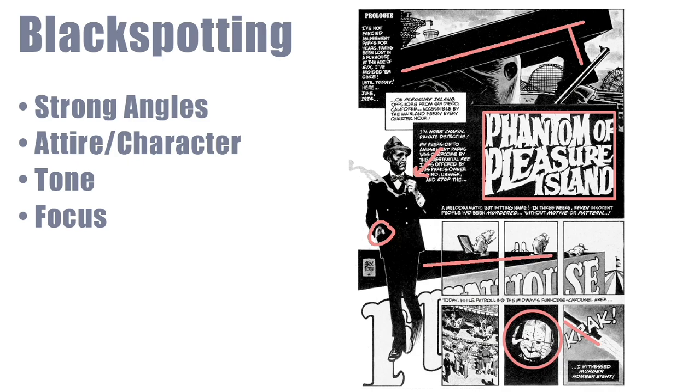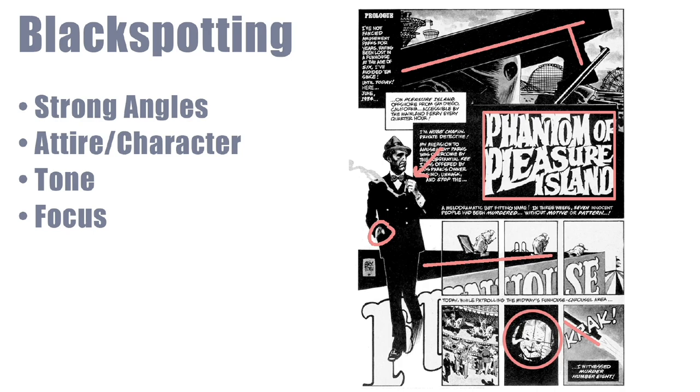Toth was known for this, and he uses it to great effect. It simplifies the page, and he uses strong angles with the blacks to establish things and also to set a tone. And he also focuses the eye. There's a few different ways he does that here. One is those strong angles really, again, ground the page with these diagonal dynamics throughout.